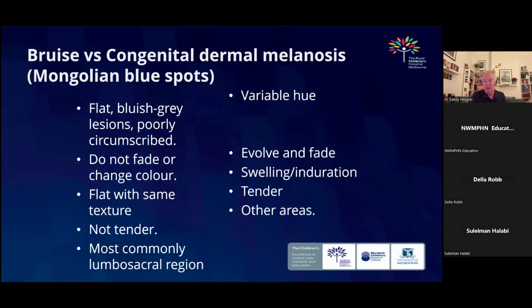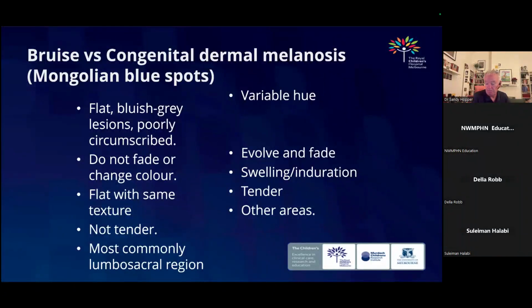So if you have flat, uniform, bluish-grey lesions, poorly circumscribed, they do not change over time, they're not tender, and especially if it's in the lumbosacral region, you're heavily in favour of a congenital dermal melanosis. On the other hand, if you see purple marks with a variable hue, maybe a bit of brown, maybe a bit of yellow, if they're a little bit swollen, if they're tender, if they're evolving over time, if they're in areas other than the typical areas, which are usually the lumbosacral region, occasionally the hand, then you would be concerned about bruising.